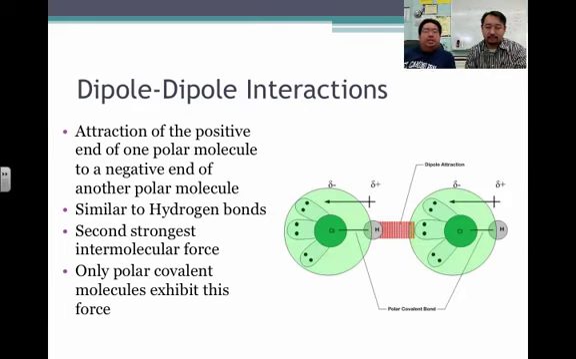Dipole interactions basically is a weaker version of a hydrogen bond. It's less specific. Basically, it's the positive end of one polar molecule attracting the negative end of another one. So it's similar, but not as strong. Second strongest. And again, this only can happen between polar covalent molecules.